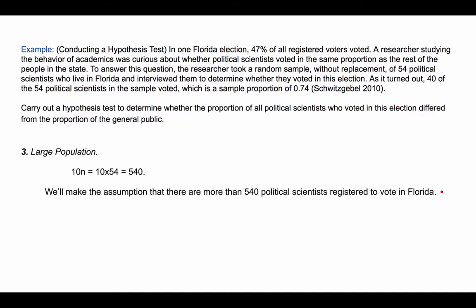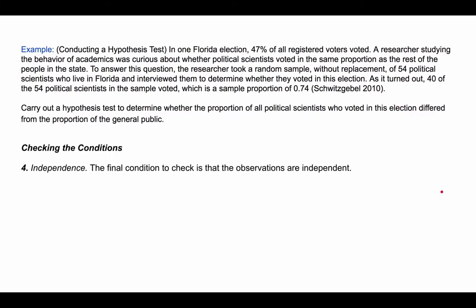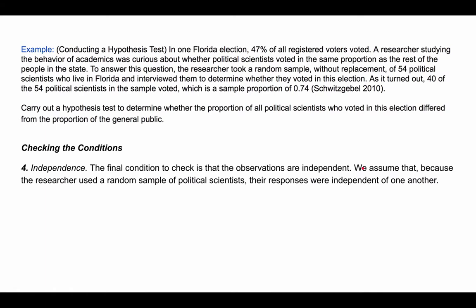Okay, so that's an assumption we had to make. Now, independence. The final condition we have to check is that the observations are independent. We assume that because the researcher used a random sample of political scientists, their responses were independent of one another. In other words, we didn't have multiple people taken within this group who were like best friends or a married couple who might have opinions that are more likely to be the same. Or they didn't chat with each other before they did the survey.